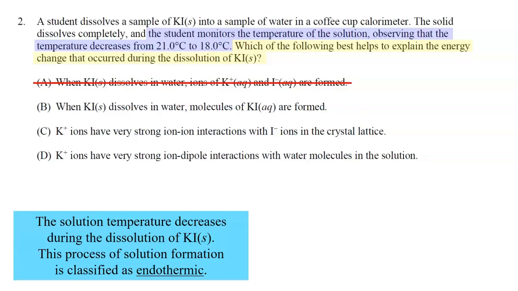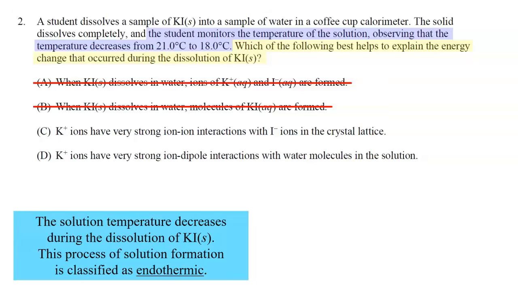Now, choice B is actually incorrect because potassium iodide is an ionic substance. It contains a metal and a nonmetal, and so when it dissolves in water, it forms ions. It does not form molecules of potassium iodide. So the correct answer to question 2 is either choice C or D. Choice C is talking about strong attractive forces between potassium ions and iodide ions, and choice D is talking about strong attractive forces between potassium ions and water molecules.